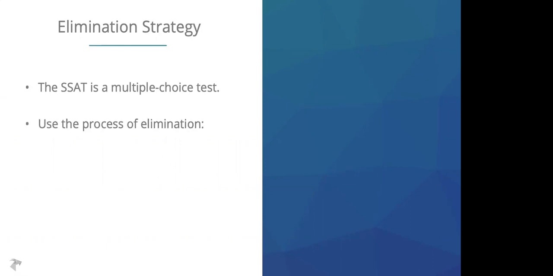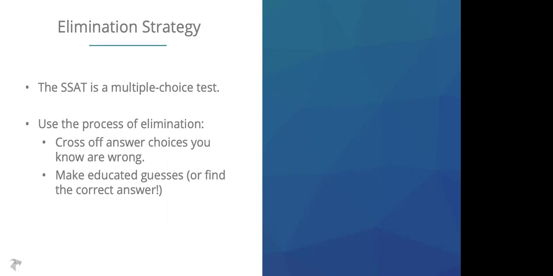If you don't know the answer, start eliminating answer choices that you know aren't right. So you're going to start by crossing off the choices that you know are wrong. Then with the remaining choices, make an educated guess. Eliminating answer choices will increase your chance of choosing that correct answer.